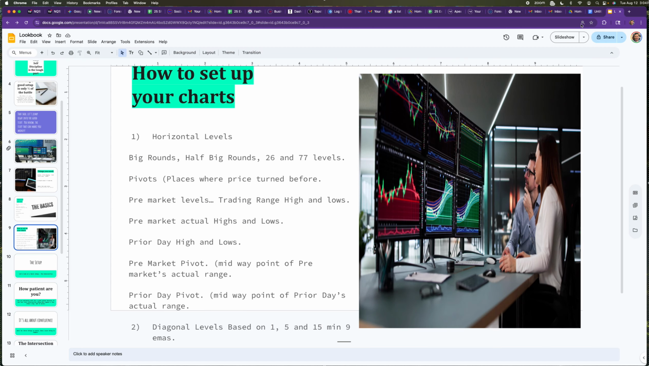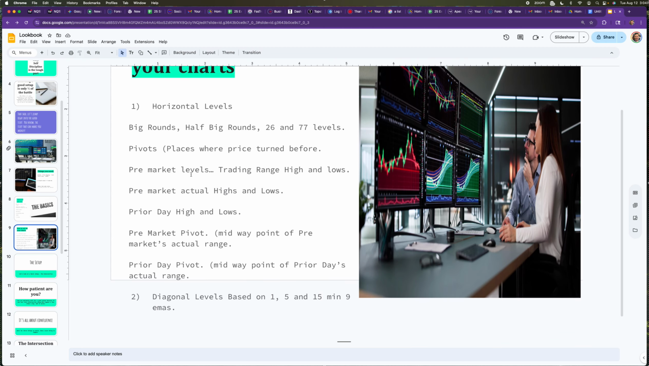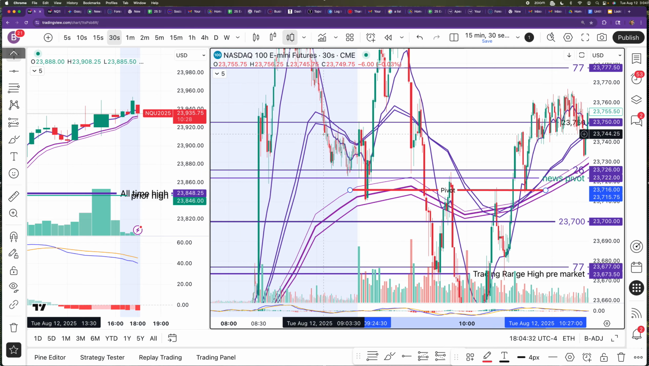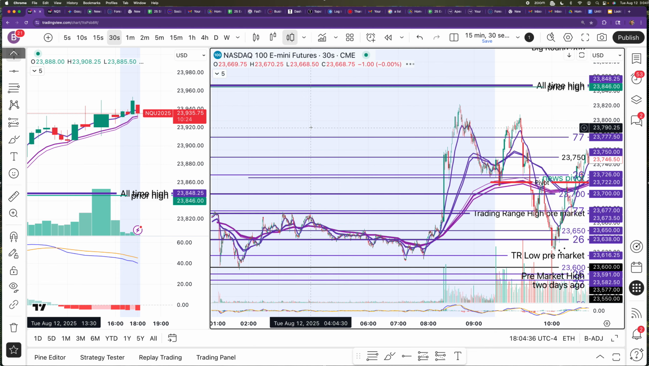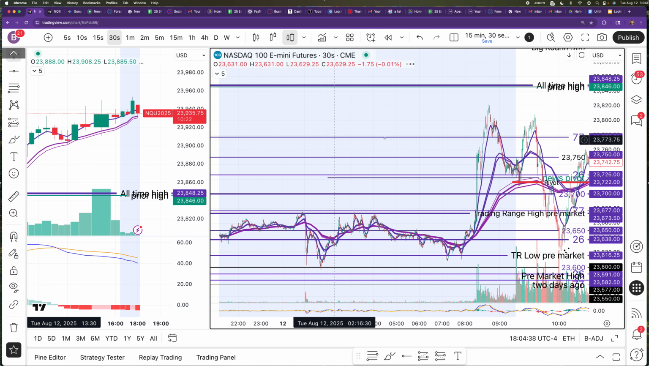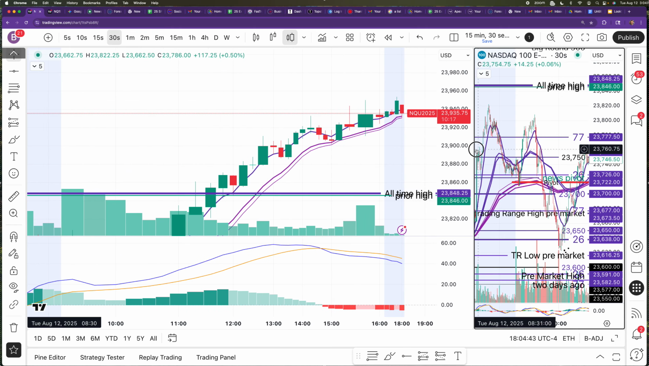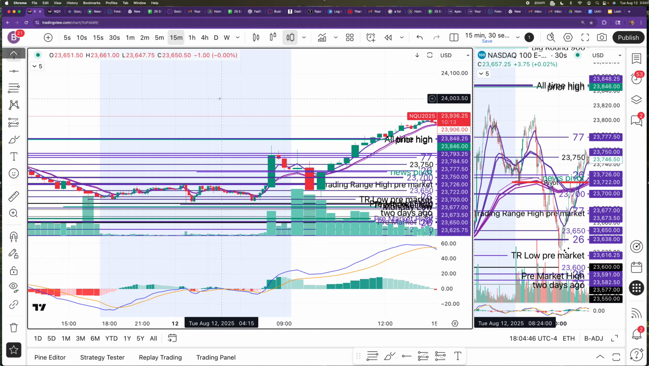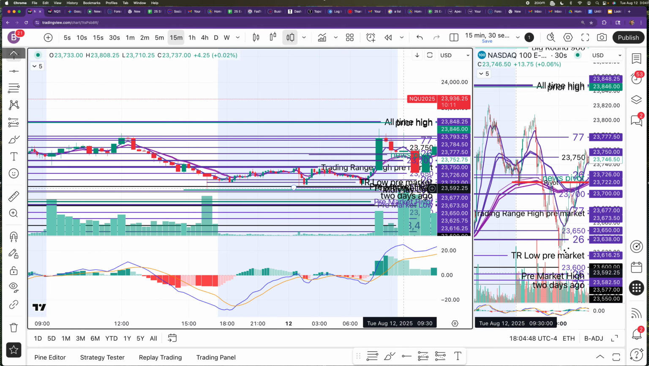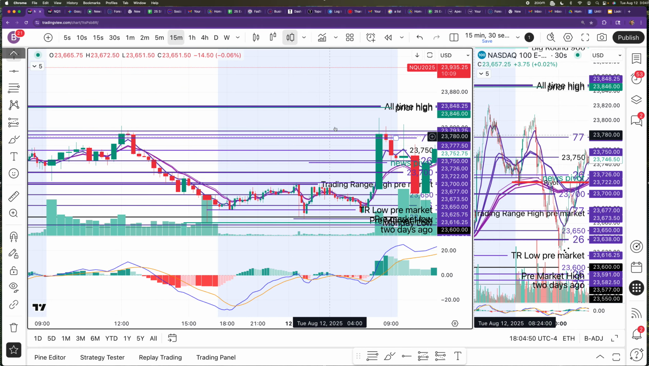Okay. Then you've got pre-market levels, trading range highs and lows. For this, I go into the pre-market, and the pre-market, as long as you've got that electronic trading set up, you're going to have this light purple background here. And let's look at the 15-minute chart just because it's easier to see what's going on with a 15-minute chart.